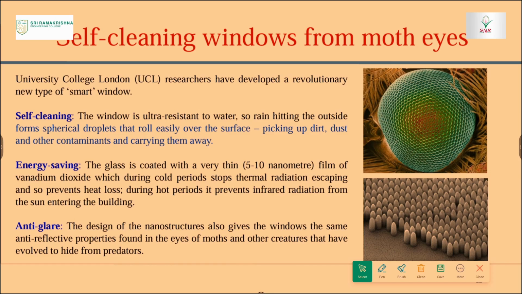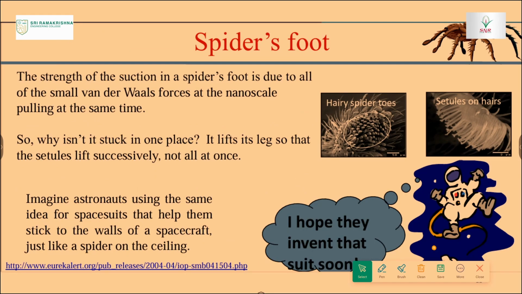The other thing is self-cleaning windows from moth eyes. This is what moth eyes are. They are self-cleaning, meaning they are water repellent, hydrophobic. If you put water on that, it cannot be absorbed, so it will stay on a smooth surface. It can be cleaned easily. It is for self-cleaning, energy saving, and anti-glare from moth eyes. You can see the layers have been designed very nicely. See the gap between them, it is very nice.